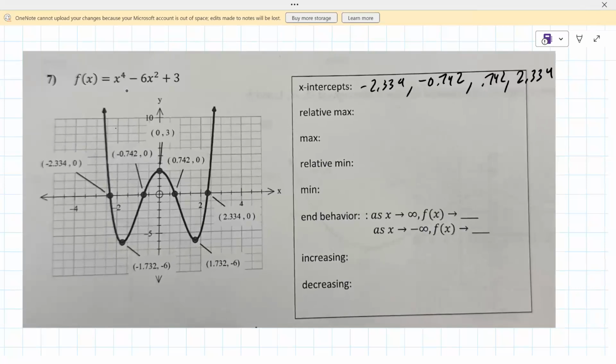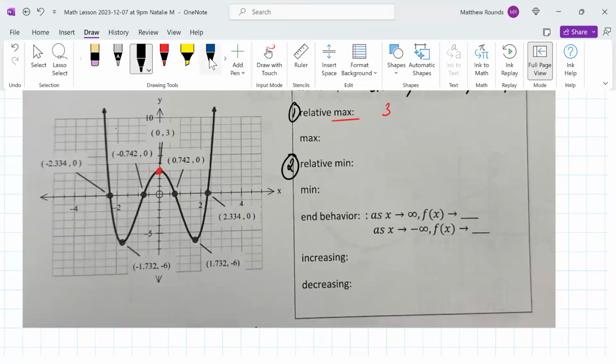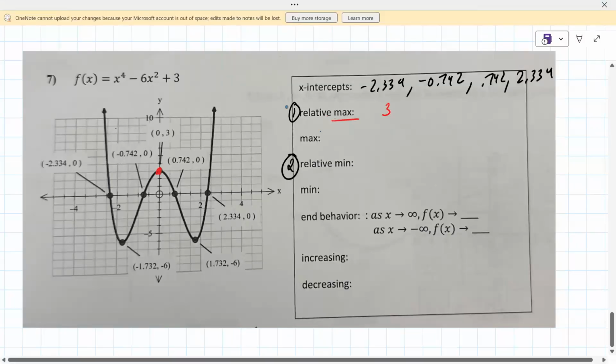This one has 1 relative max and 2 relative mins. Okay, so the relative max would be, we want the y value there, 3. Yeah, very good. And then does it have an absolute max? It does not have one, because it goes up forever. Yeah.